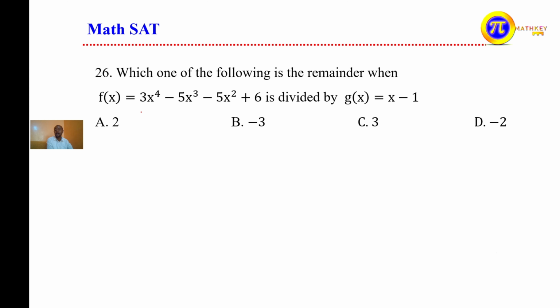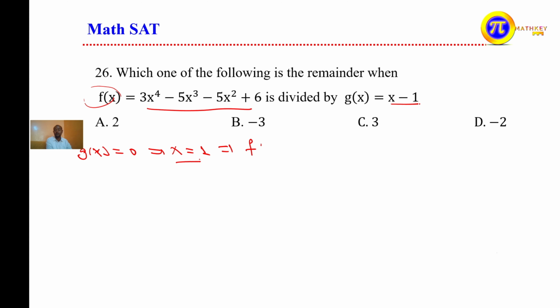Which one of the following is the remainder when this f of x is divided by g of x minus 1? In case of remainder, to find the remainder, you have to find the zeros of the g of x, that is the divisor, which is equal to 0. This implies x is equal to 1. So, simply, we insert this value into the given function to find its remainder, using the remainder theorem property.